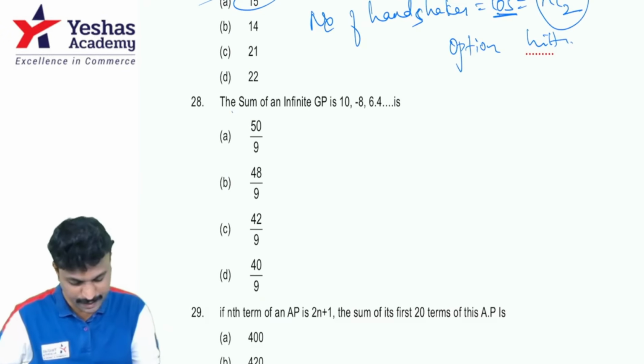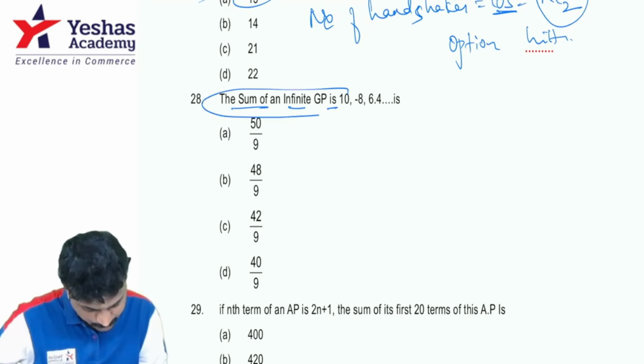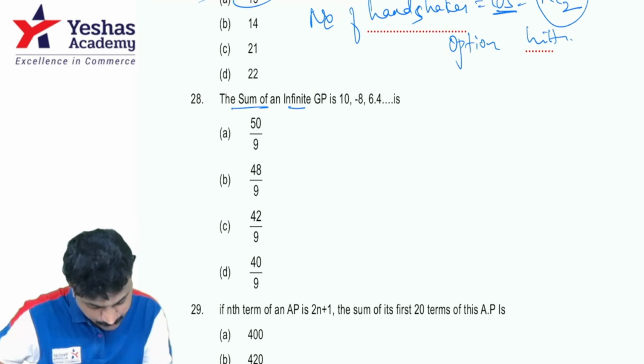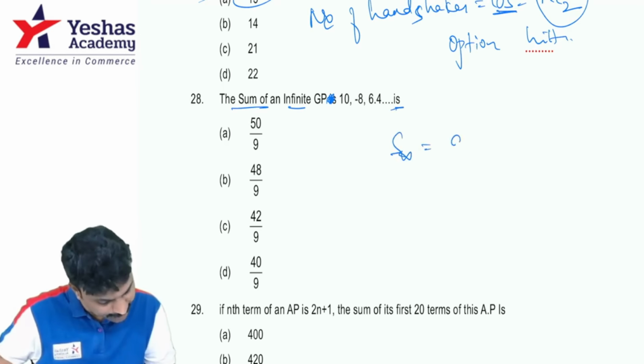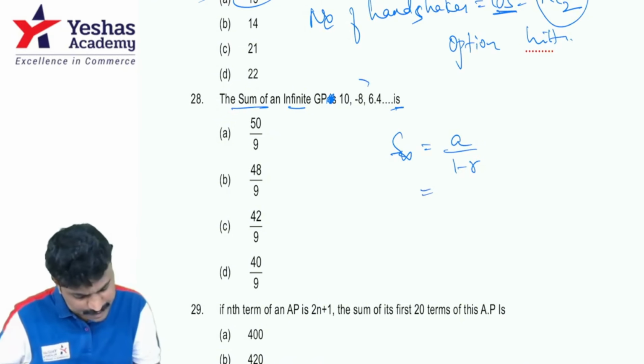28th question. The sum of an infinite GP is asked. So what is the sum of an infinite GP? It is A divided by 1 minus R. There's a mistake in the formation of the question. The GP is this actually.